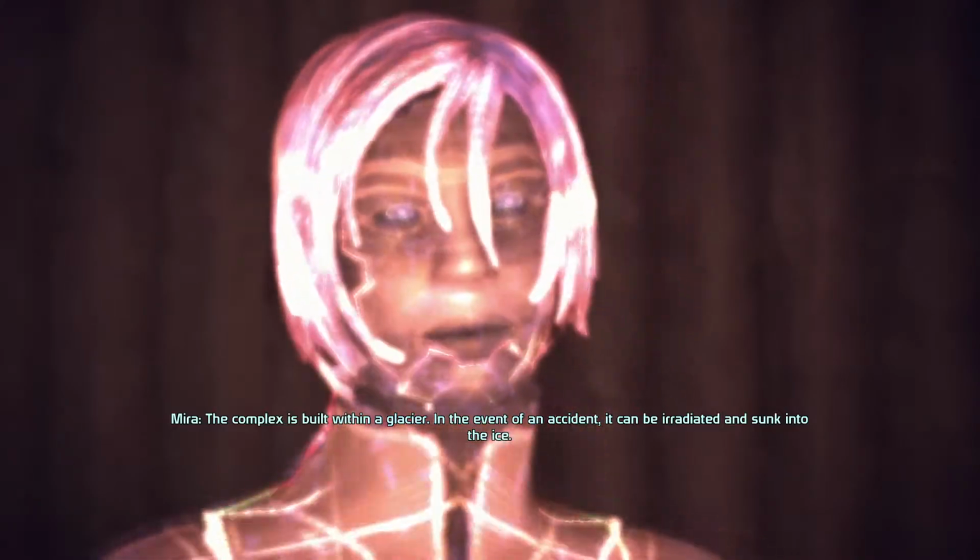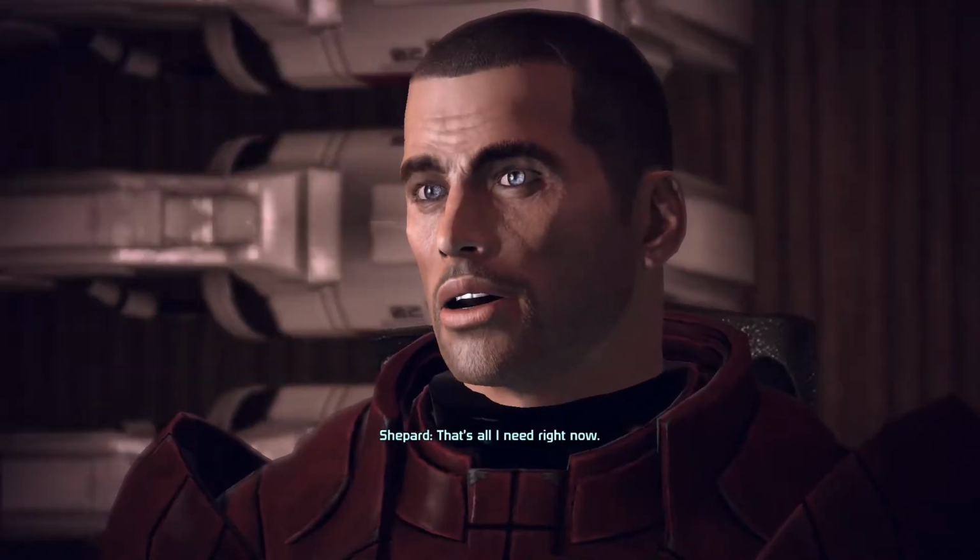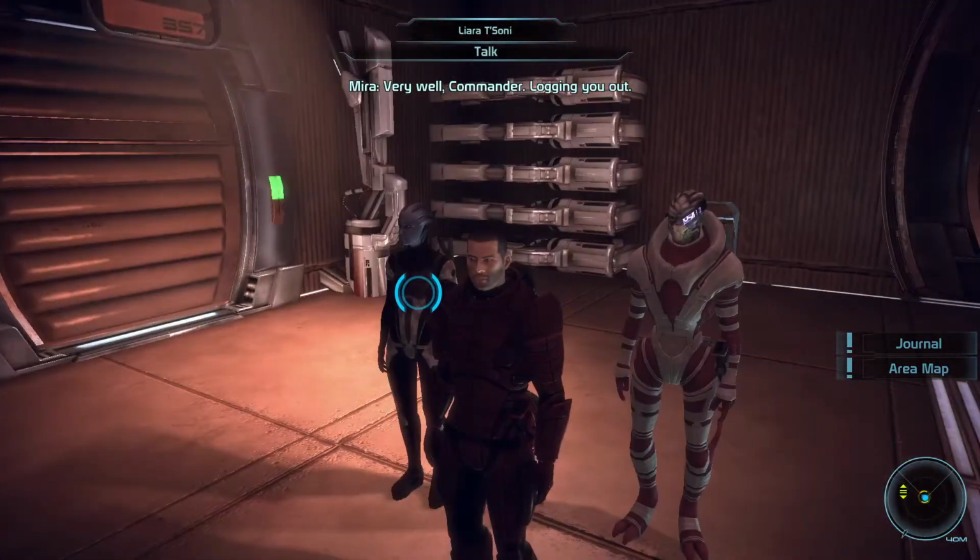The complex is built within a glacier. In the event of an accident, it can be irradiated and sunk into the ice. That's all I need right now. Very well, Commander. Logging you out.